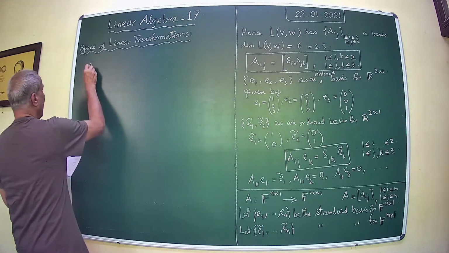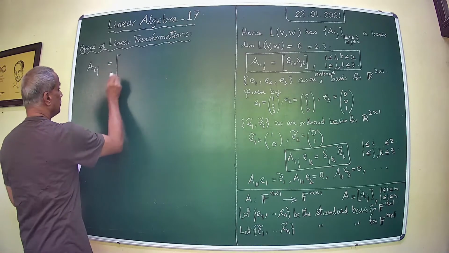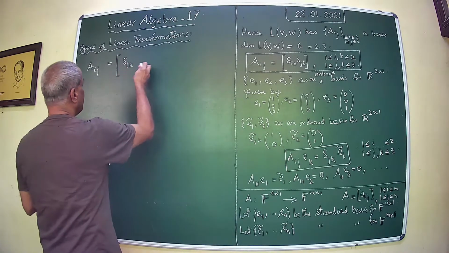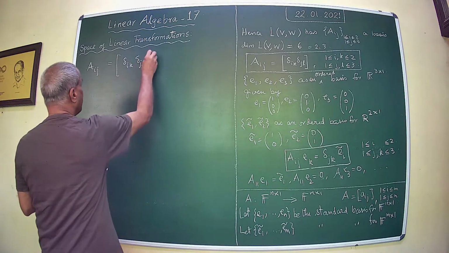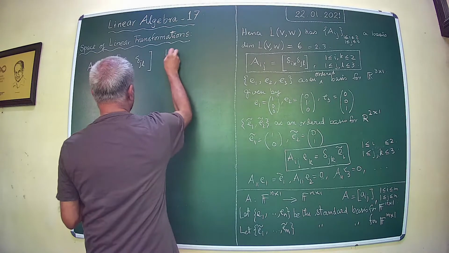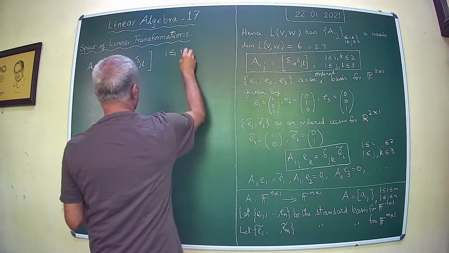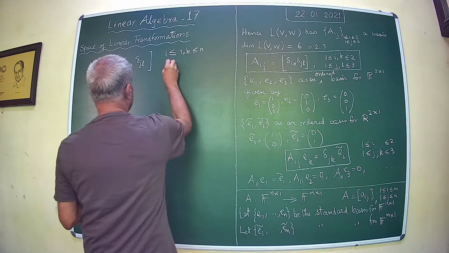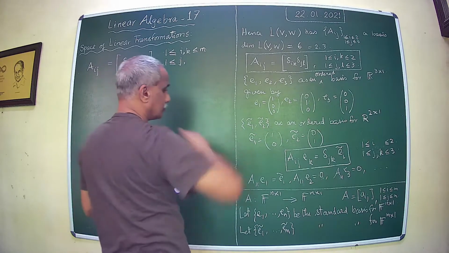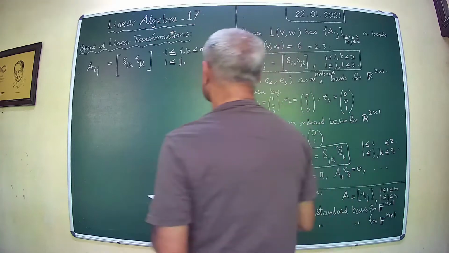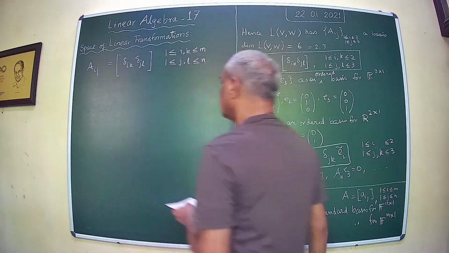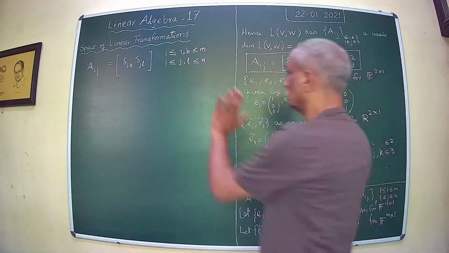So this is where we start. We define Aij as delta ik delta j, where 1 less than or equal to i less than or equal to m, 1 less than or equal to k less than or equal to n, 1 less than or equal to j. Okay. So this is what you have.